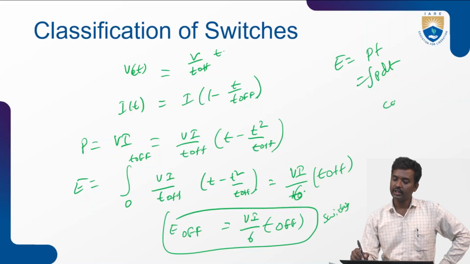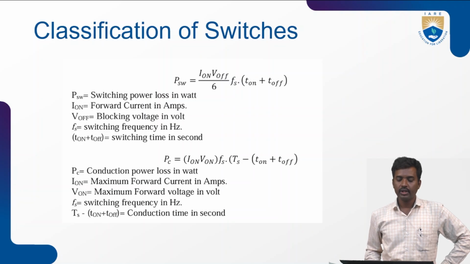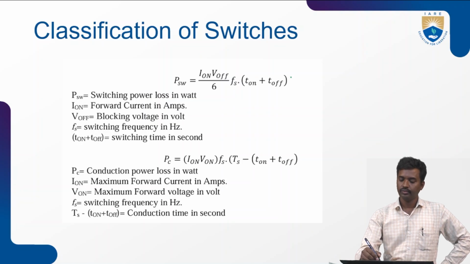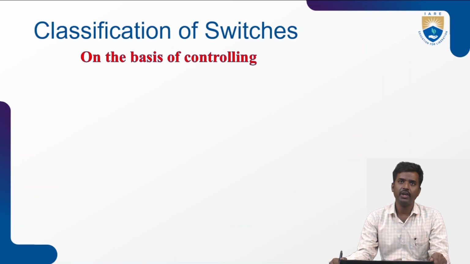What about the conduction loss? Conduction loss means V into I integral from 0 to T on dt. So this is the conduction loss, and this is regarding switching loss. Now again, the switches are classified on the basis of controlling.